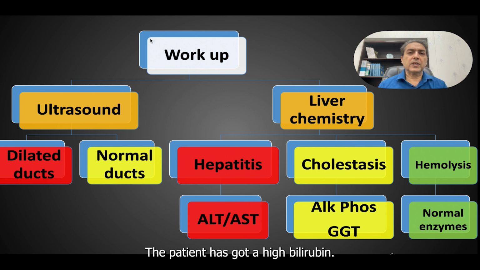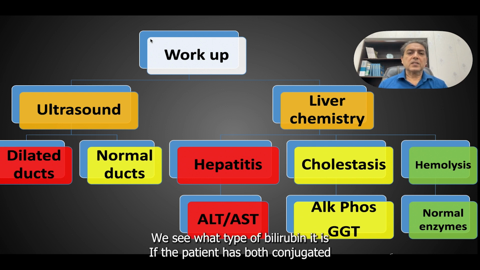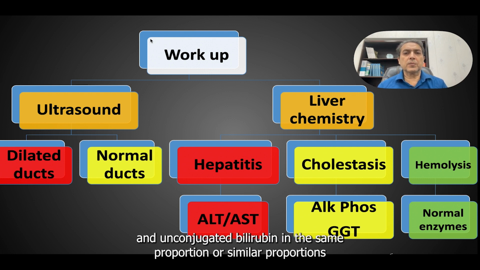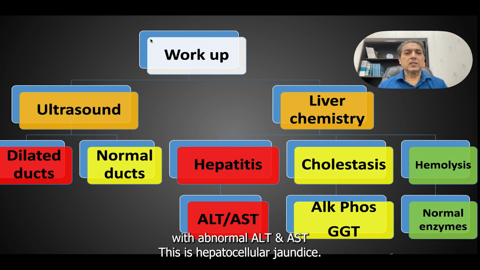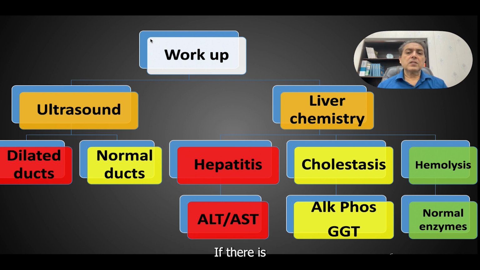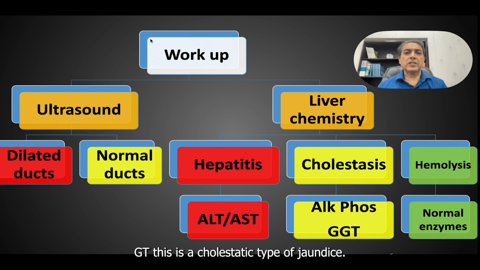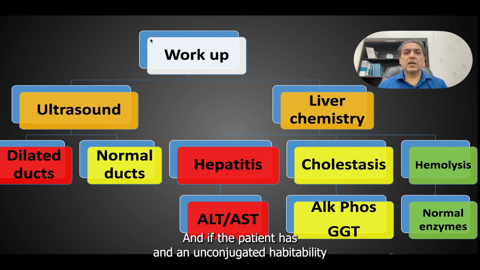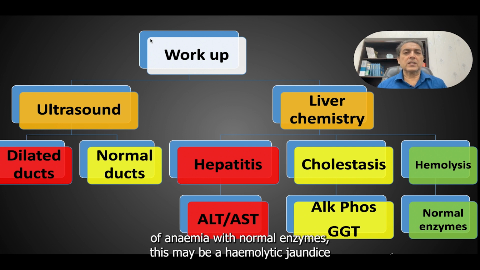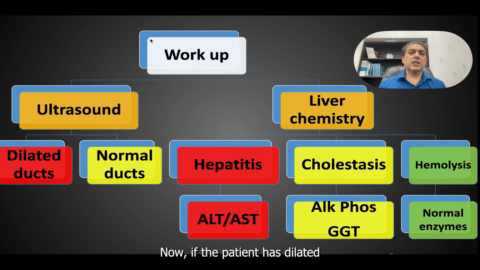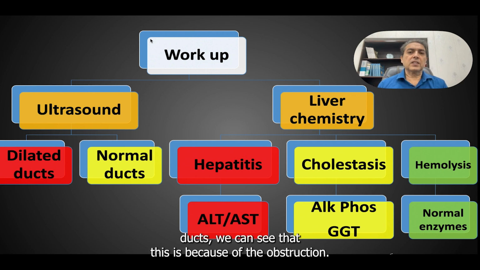Patient has a high bilirubin. We see what type of bilirubin it is. If the patient has both conjugated and unconjugated bilirubin in similar proportions with abnormal ALT and AST, this is hepatocellular jaundice. If there is more conjugated bilirubin and the patient has more alkaline phosphatase and gamma GT, this is a cholestatic type of jaundice. And if the patient has an unconjugated hyperbilirubinemia with normal enzymes, this may be a hemolytic jaundice or a syndrome of congenital hyperbilirubinemias.